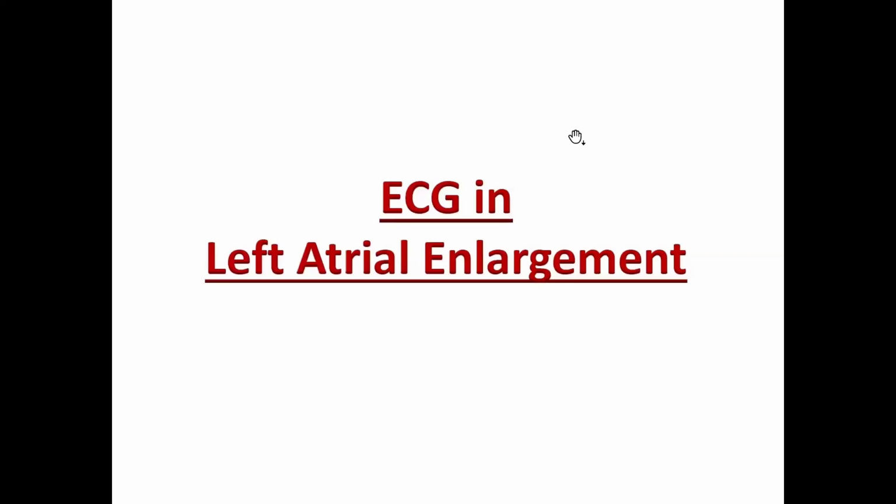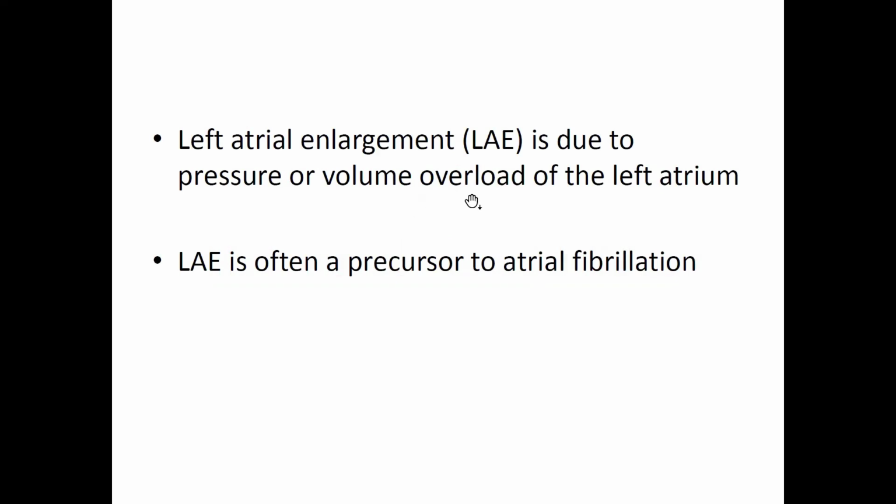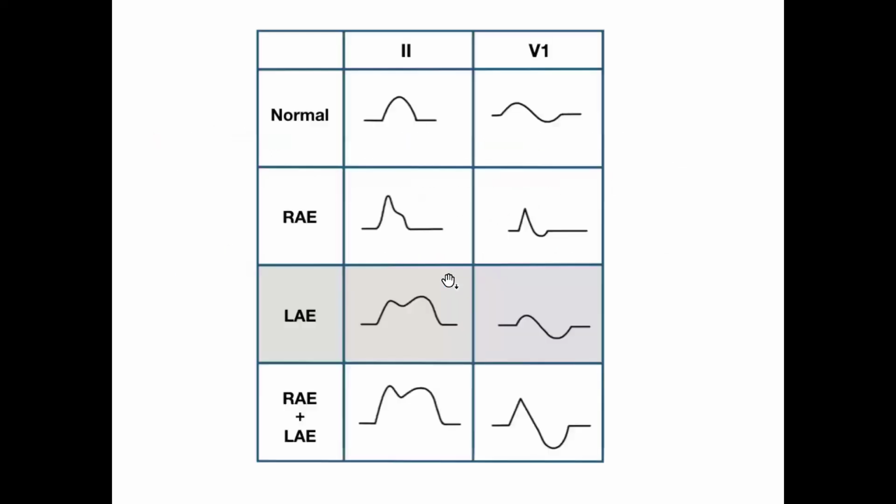Hello everyone. Today we'll be talking about ECG in left atrial enlargement. Left atrial enlargement basically occurs due to pressure or volume overload of the left atrium. It is often a precursor to atrial fibrillation.